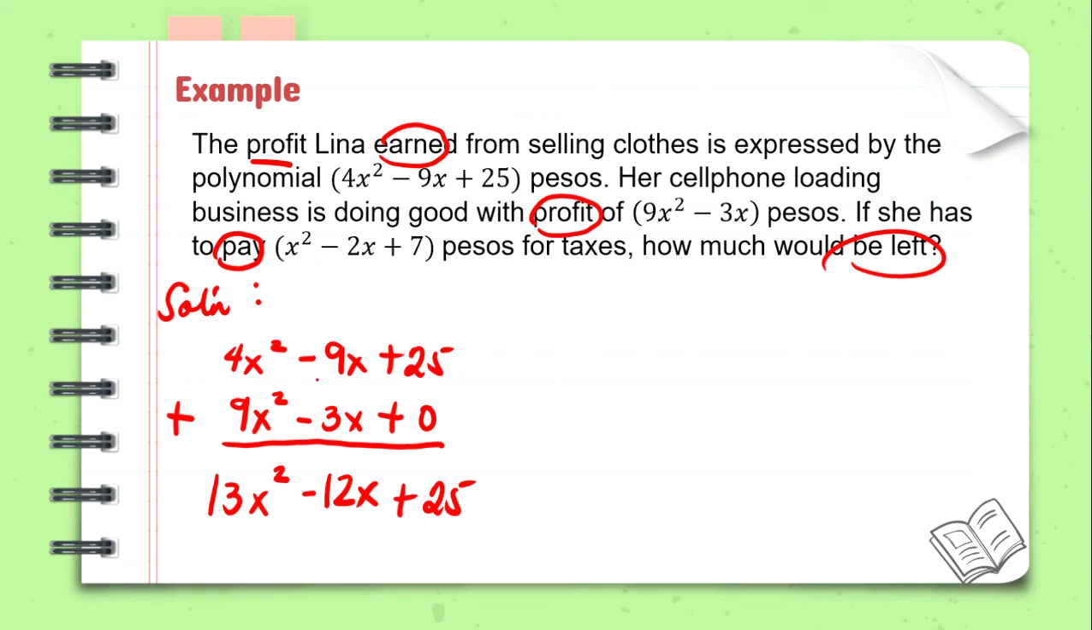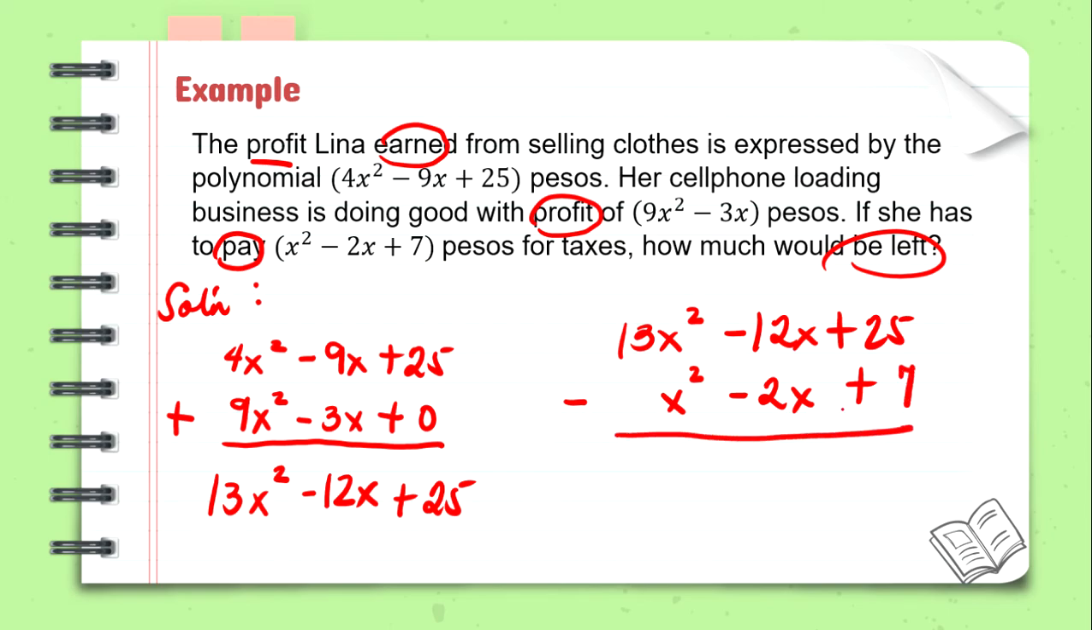Okay, however, as our problem states, she has to pay the taxes of x squared minus 2x plus 7. So from her total earnings, we have to deduct the tax. So let's rewrite it first: 13x squared minus 12x plus 25 minus x squared, let's align it here, minus 2x plus 7.